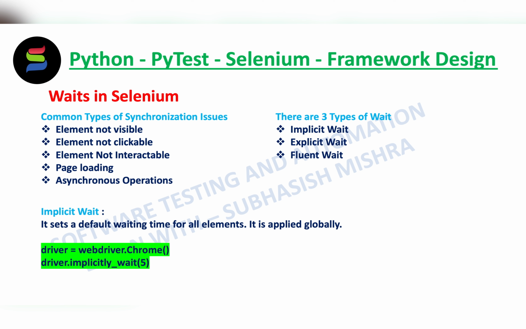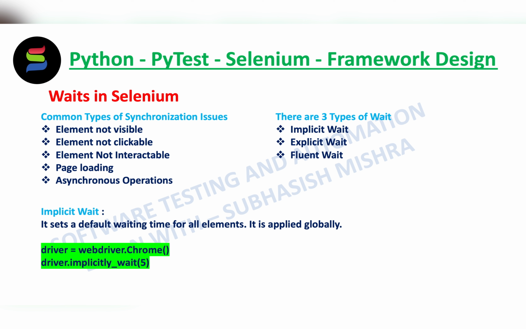Once we declare our driver object, that is driver = webdriver.Chrome, we will say driver.implicitly_wait and then how much time we want to wait in seconds. So here you can see driver.implicitly_wait(5) means we are waiting 5 seconds. Implicit wait is applied globally. So here 5 seconds is the global timeout for our script.